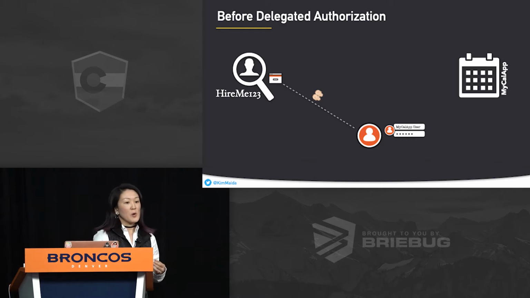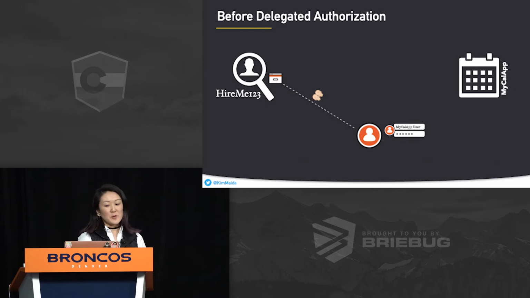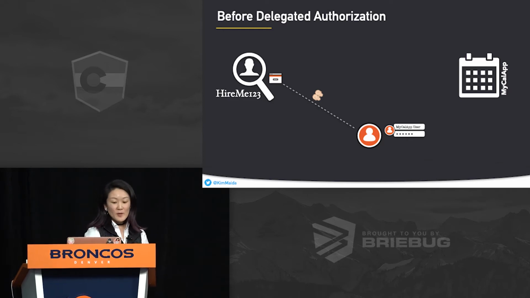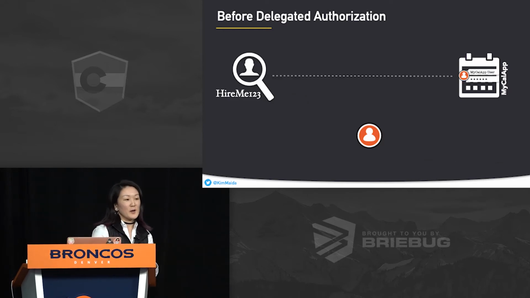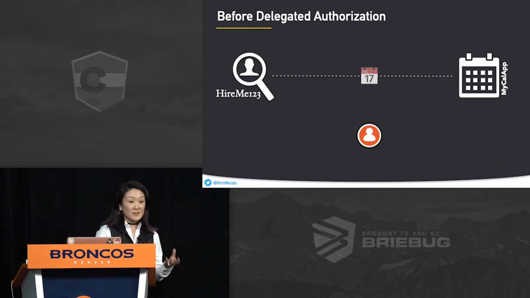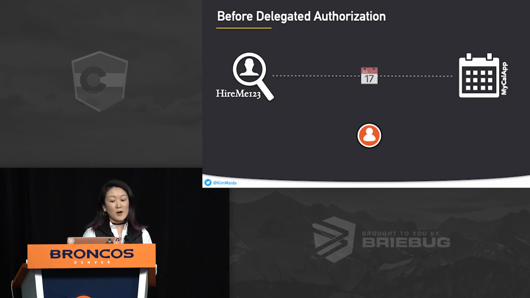Now, before OAuth standards existed, what would happen would be Hire Me would come to you, and it would ask you for your credentials for MyCal. It would say, what's your username and password for MyCal? You would then give your MyCal username and password to Hire Me, which is a completely different application, and then Hire Me would use your credentials in order to be able to instruct MyCal to create calendar events on your MyCal calendar. And it did this using the access that you provided by giving Hire Me your MyCal credentials.